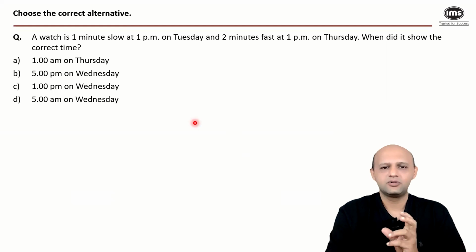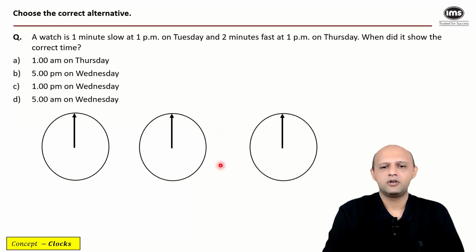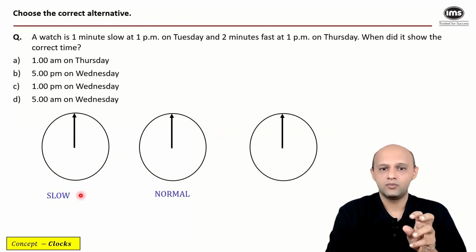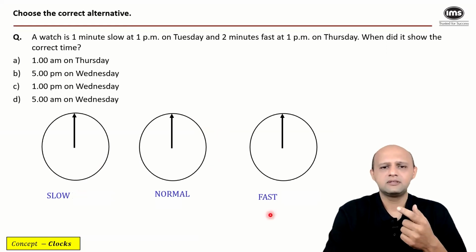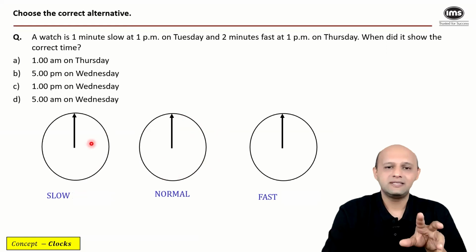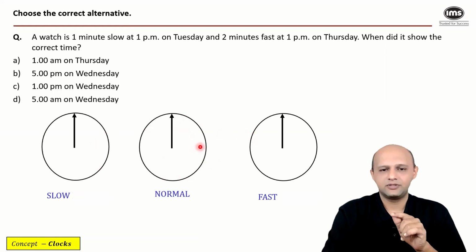So let us try to visualize this to be able to understand. You've got three clocks here. One is the normal one. The other is the clock that is slow. And the other clock is fast. Now what we'll notice is, over two revolutions of the normal clock, what is the impact on the clock which is towards the left and the one towards the right? So just watch this.